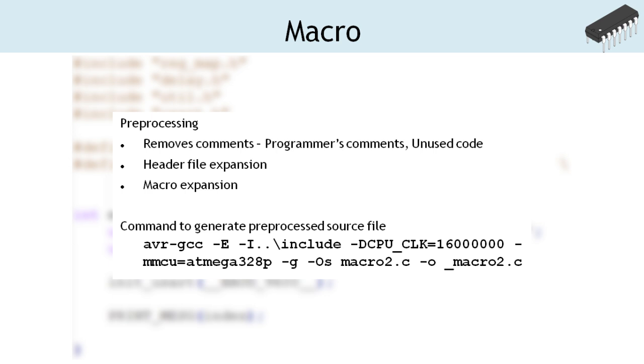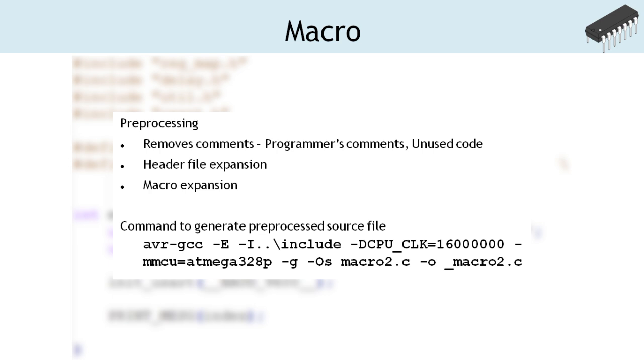2. The preprocessor copies the content of the header file included in the C source file using the #include statement. For example, the statement #include delay.h instructs the preprocessor to copy the content of the delay.h file. 3. Preprocessor replaces the macro with its definition.